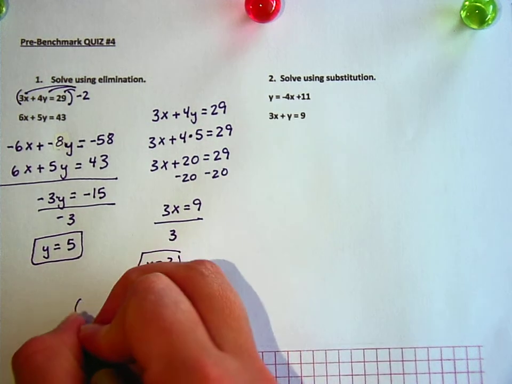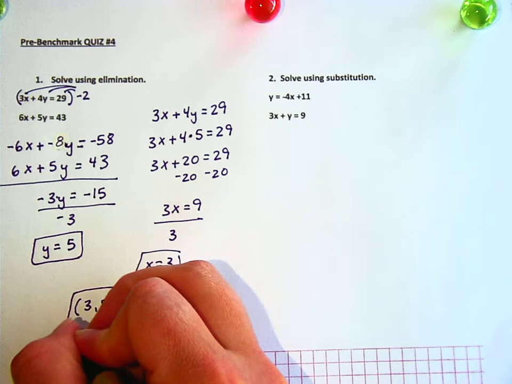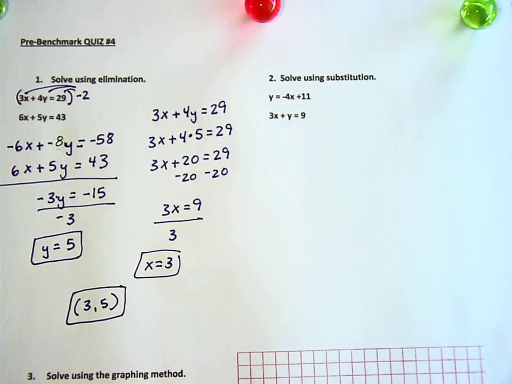And then remember, your answer isn't complete. I will mark you wrong if you don't write your answer as a point, because the idea behind this is that we're trying to find out where 2 lines cross, and they cross at a point, so make sure you rewrite it as a point. All right, that's elimination. Let's move on to substitution.